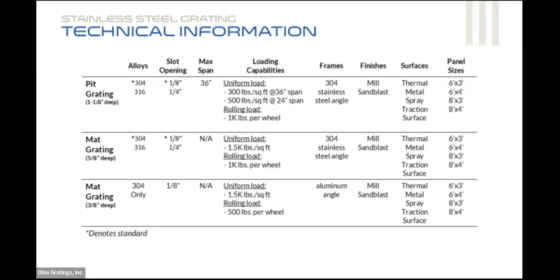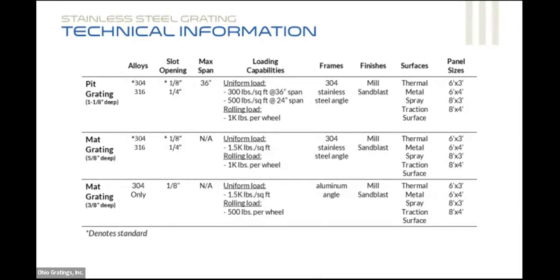So stainless steel comes in a few different alloys. Most typical alloys in the industry that are used in these systems are 304 and 316 stainless steel. Slot openings can be highly customized just depending on the manufacturer and fabricator that you're using. Some common surface bar spacings are 1/8 and 1/4 inch to remain ADA compliant.